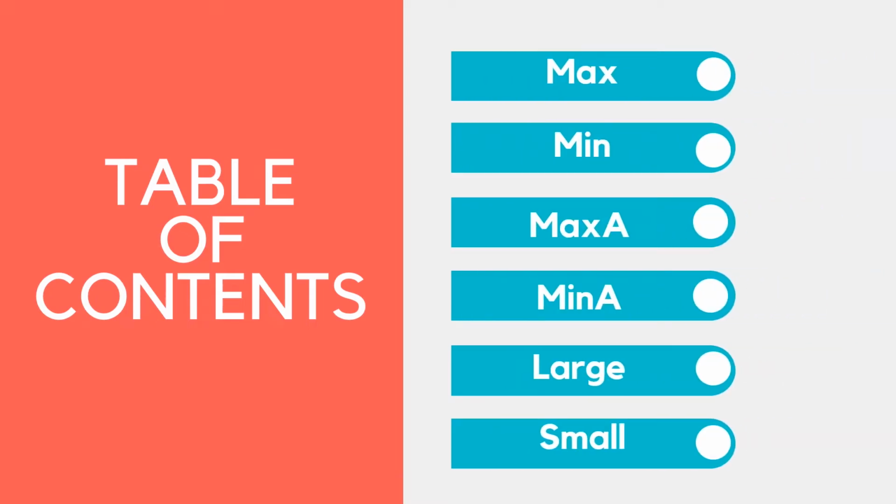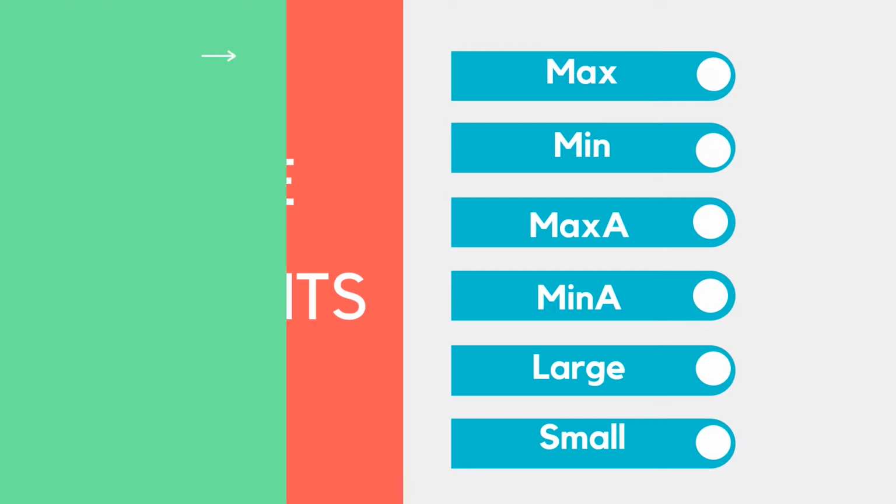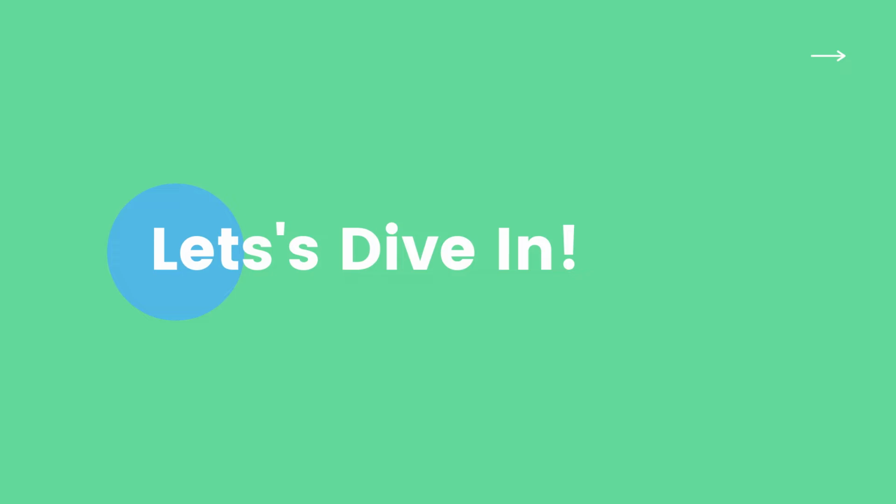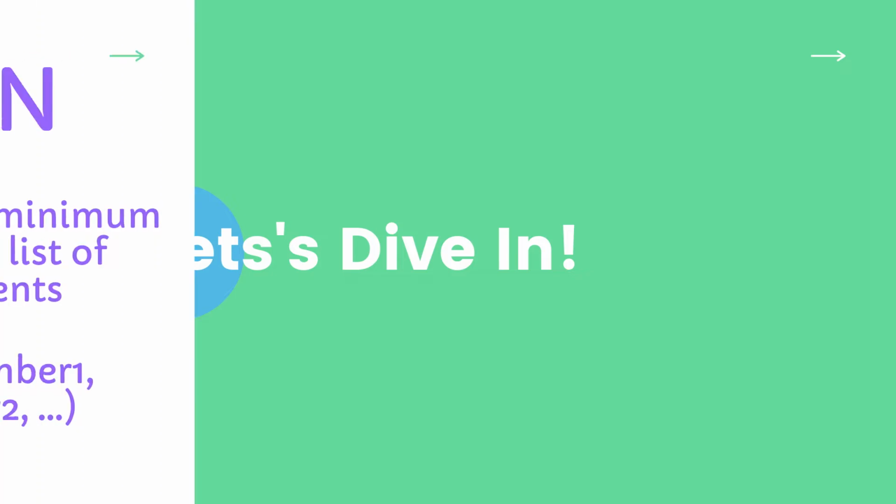Today we'll be talking about 6 different math functionalities in Excel. Let's jump to the table of contents to look at what those 6 functions are. The first function which we'll be talking about today is the max function, the second one being the min, the third one being the MaxA, followed by MinA, large and small. Let us now look at each of these functions in detail.